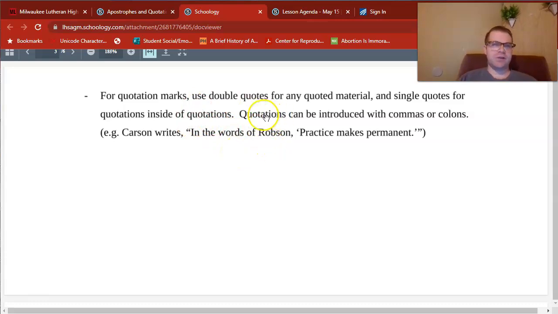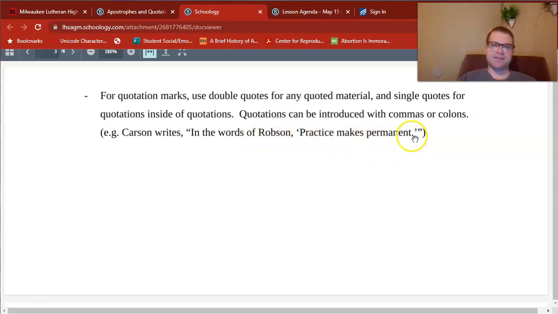Something to remember, too, is that quotations can be introduced with commas or colons. They both work. Take a look. This one actually does have a quote inside of a quote. We have Carson writes, so Carson is quoting. In the words of Robson, another quote, single quote, practice makes permanent.